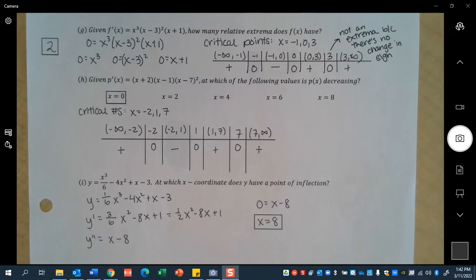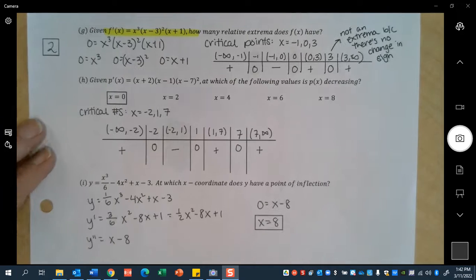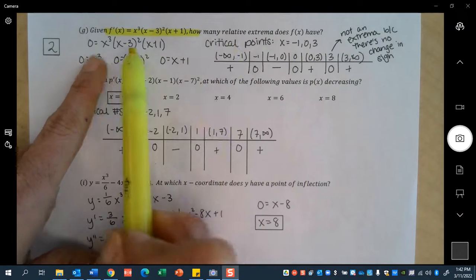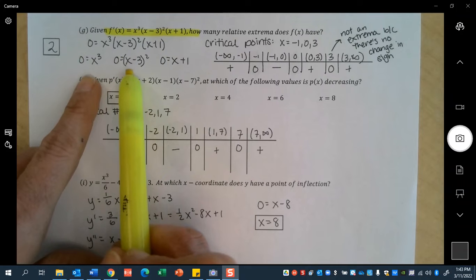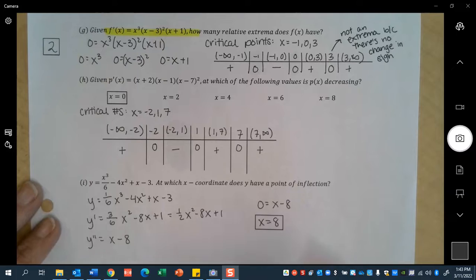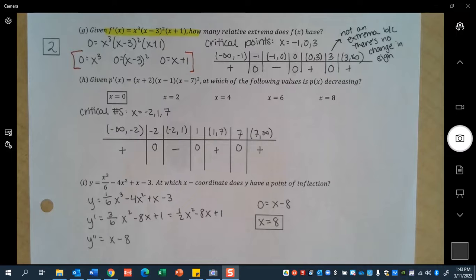So here is my function that I'm given, and I'm given the derivative. So there it is. How many relative extrema does it have? When I look at this, I can see that I've got 3 critical points because there are 3 places that this derivative is potentially equal to 0. So each of these 3 are my critical points. I can't just stop there, because now I have to test and see what's happening to the derivative, the output values.